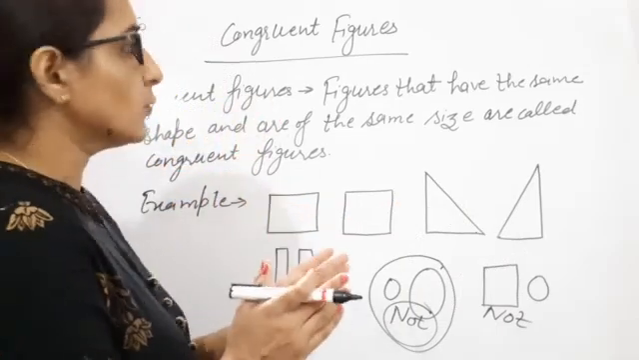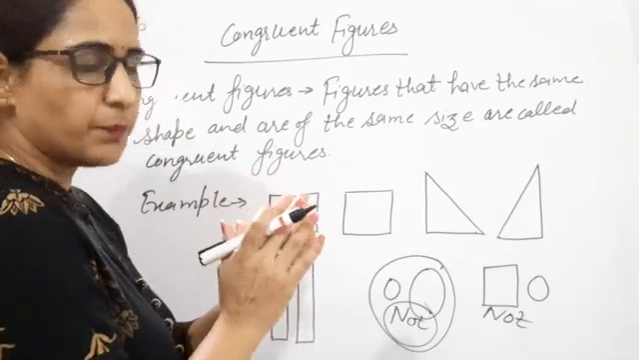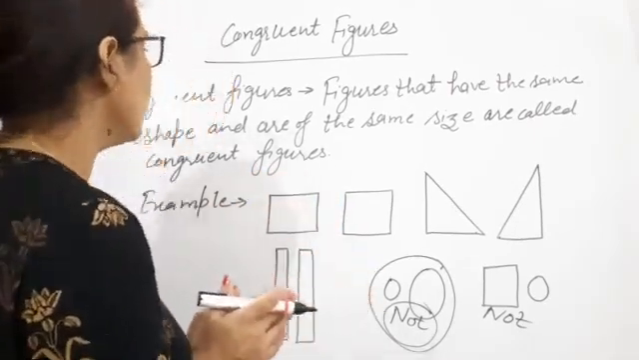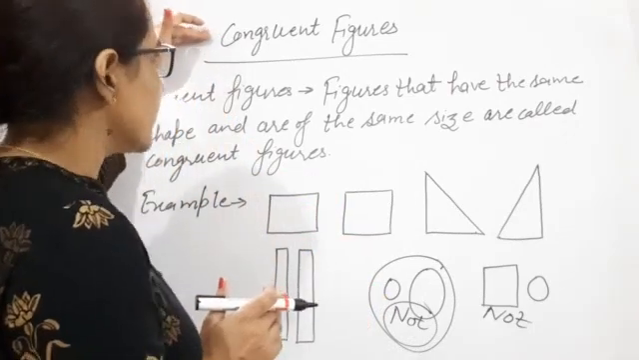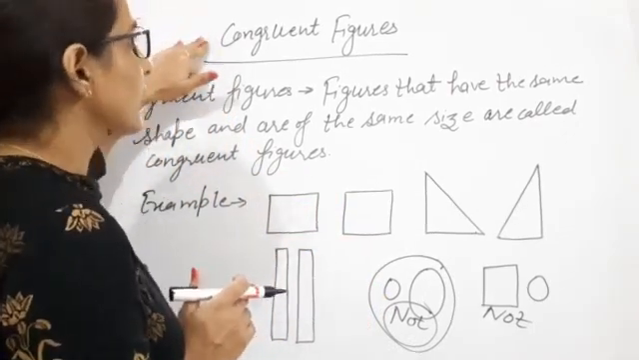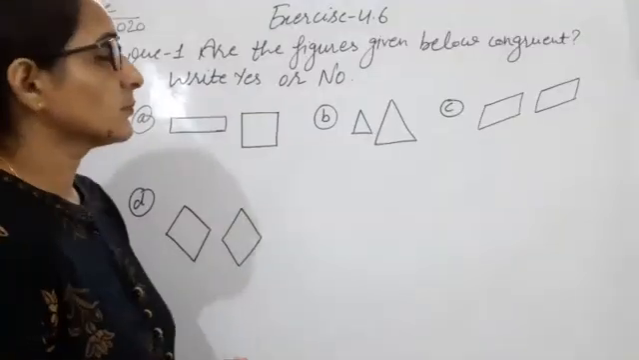When we look, they will be seen the same. In shape they are same. In size they are same. Clear all of you? So our exercise number 4.6 is related to this one. Clear? So let's start our exercise number 4.6.